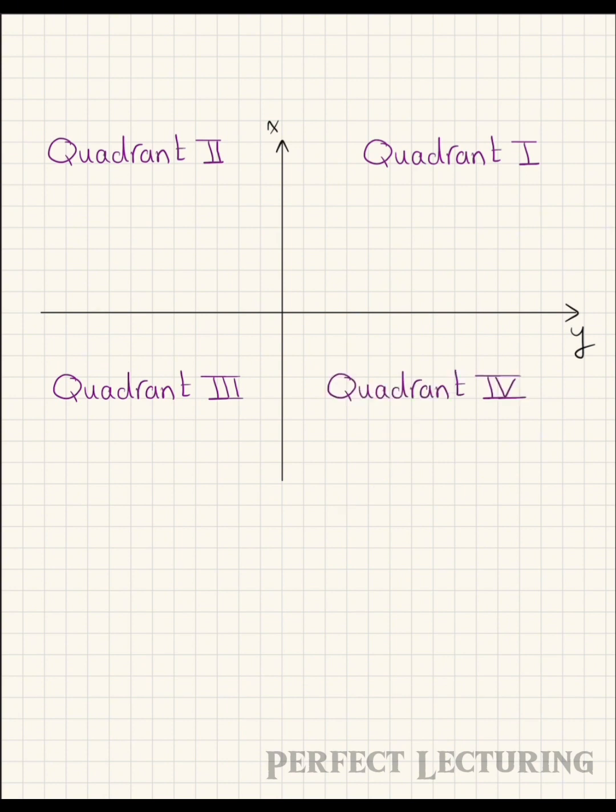In quadrant 1, all the points have a positive abscissa as well as a positive ordinate. In the second quadrant, the abscissa is negative and the ordinate is positive. In quadrant 3, both the abscissa and the ordinate are negative. And in the fourth quadrant, x is positive but y is negative.